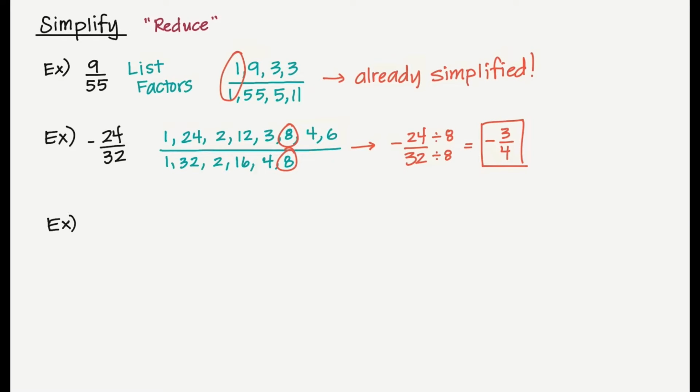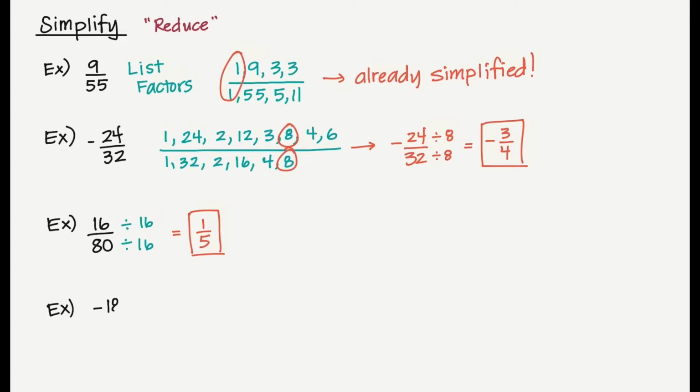Okay, so if you're already pretty quick at finding what's in common, then you don't have to list the factors. For instance, I could divide top and bottom by 16. And I'm going to end up with 1/5. So see how fast that is if you can already be thinking of the factors.